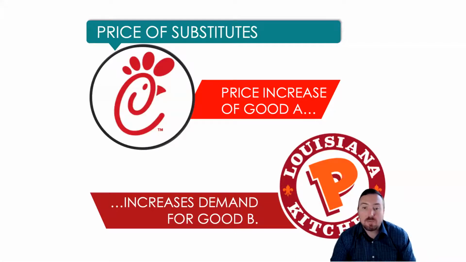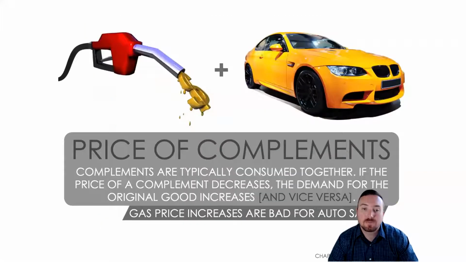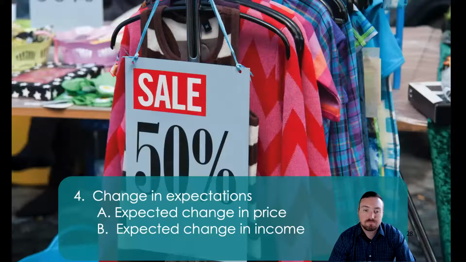So here, if the price of Chick-fil-A goes up, demand for Popeyes is going to go up as well, because they are two substitute goods. Again, complements are consumed together: when the price of one goes up, the demand for the other is going to go down. When the price of one goes down, the demand for the other is going to go up. So it's an inverse relationship for complementary goods.